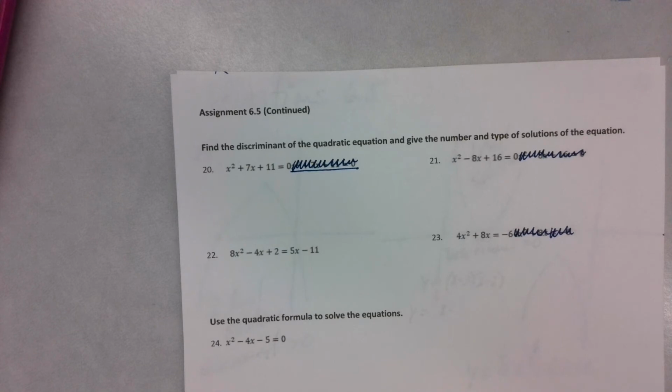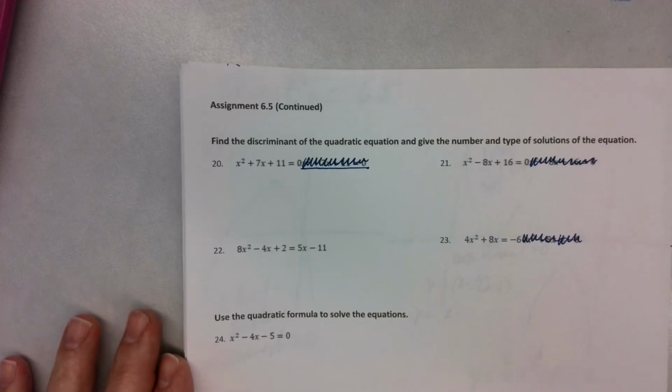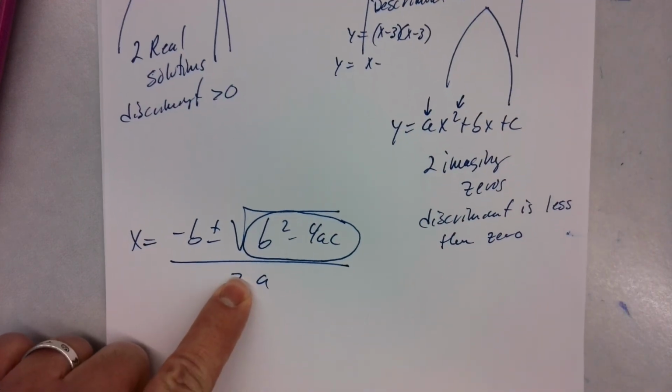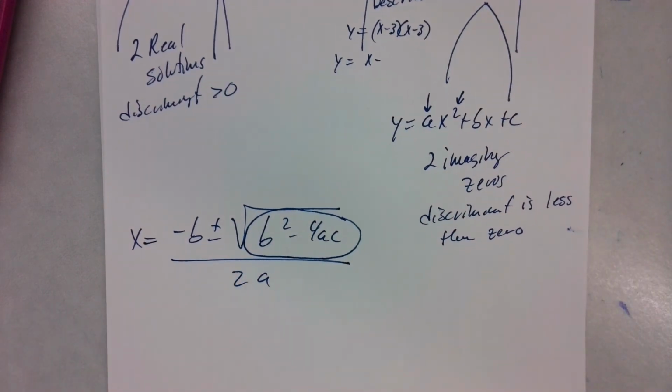What was the quadratic equation again? You don't have it written down like 17 times? I do, but then I just forgot what you said. Negative b plus or minus the radical. I would memorize that sucker.